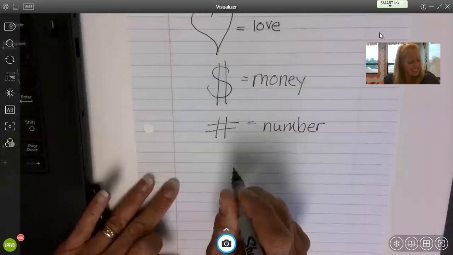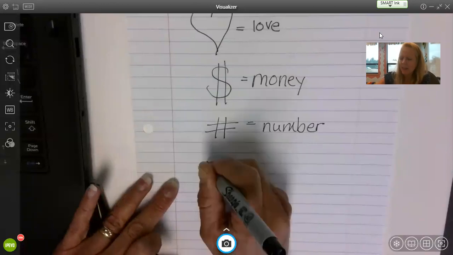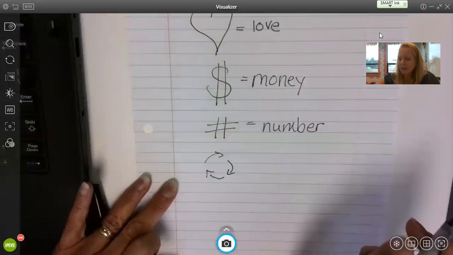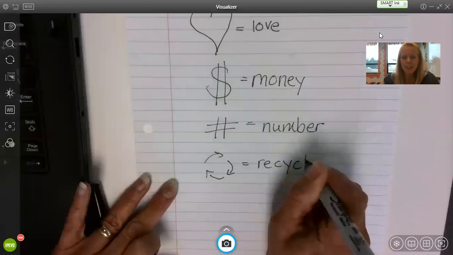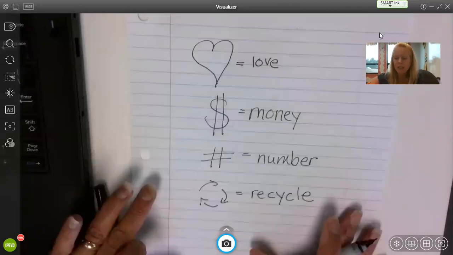And let's think what other symbols we have. Oh, what about this? You see this on containers, right? The recycle symbol. So it means to recycle that product. So these are all symbols. They symbolize something. They represent these pictures.